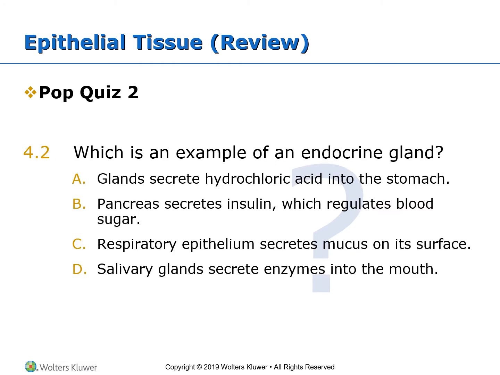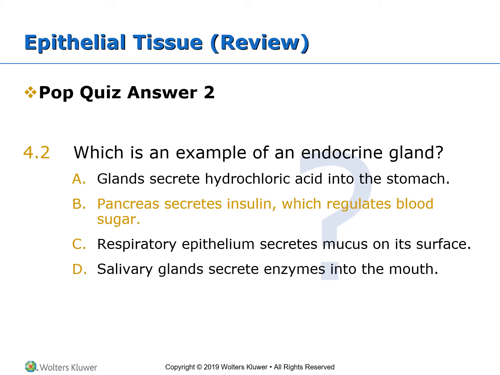Question number 2. Which is an example of an endocrine gland? And the options are glands that secrete hydrochloric acid into the stomach, pancreas secretes insulin, which regulates blood sugar, respiratory epithelium secretes mucus on its surface, and salivary glands secrete enzymes into the mouth.